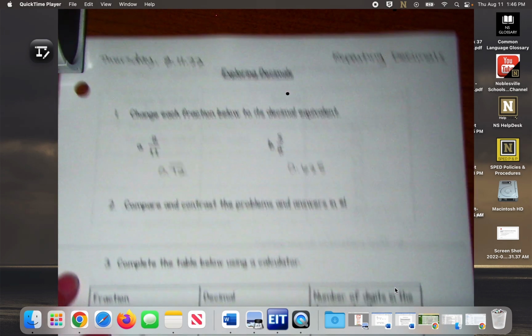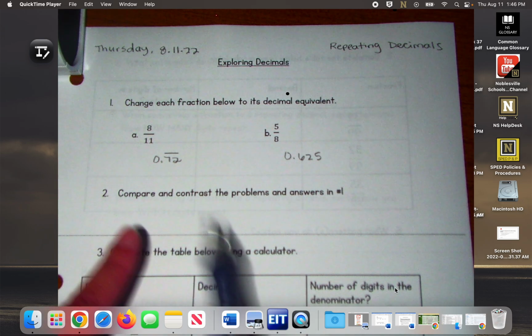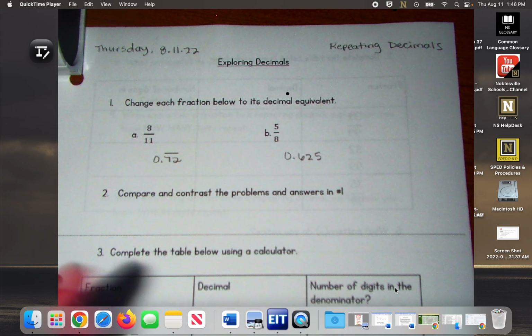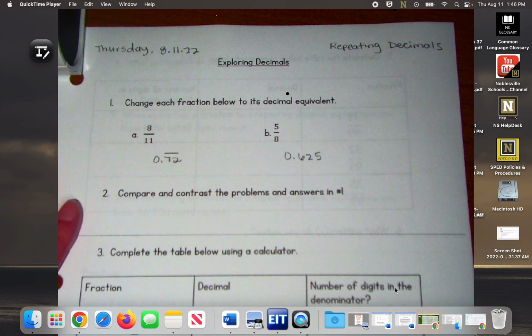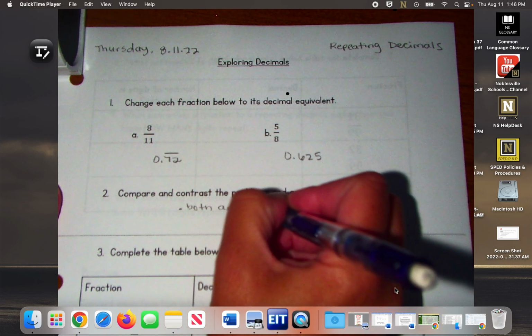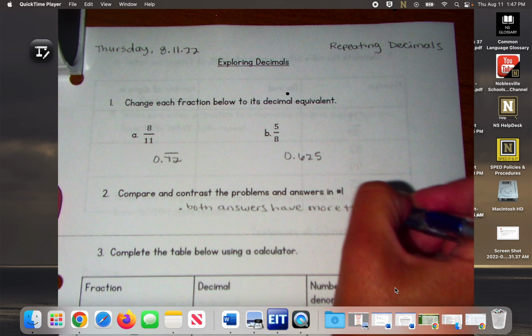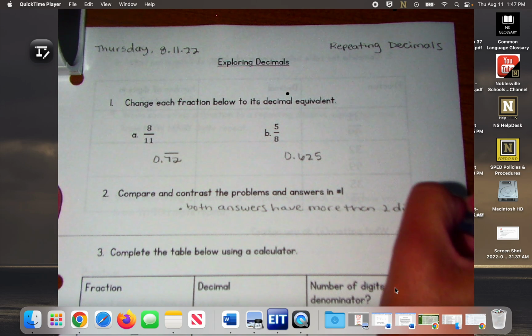Then you were asked to compare and contrast. So what kind of things do you see happening that they have in common? What do you see there? They're both repeating. Are they? No, never mind. They both have different numbers. Okay, but we're looking for something they have in common. Delaney? Both answers have at least two numbers. Yeah. Both answers have more than 2 digits. Please stop with the noises.